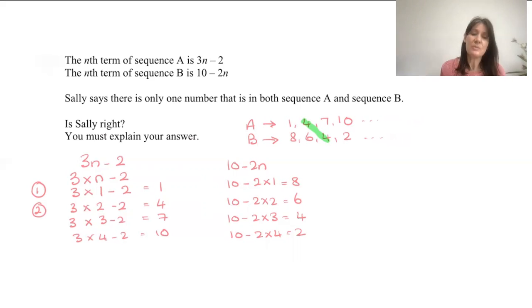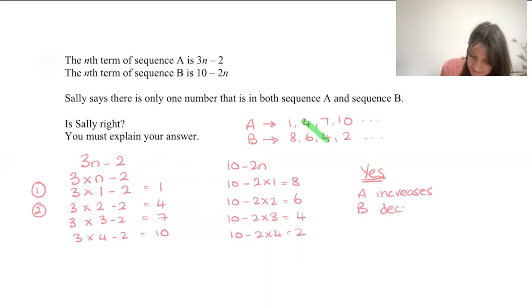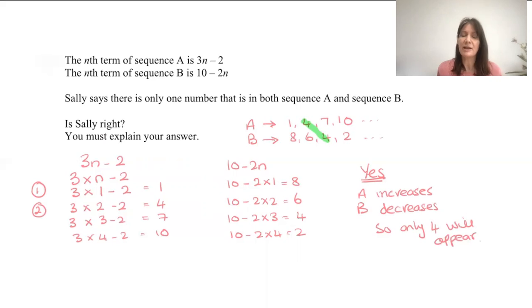We've got to explain our answer. We've got all the evidence there. We just now need to put that in a sentence. So is she right? Yes. Okay. Explaining the answer, A increases, B decreases. So only 4 will appear, or something along those lines. I think it's always quite hard to try and put together that sentence, and you need to just put it in your words. Okay, just do your best to explain what it is you're seeing.